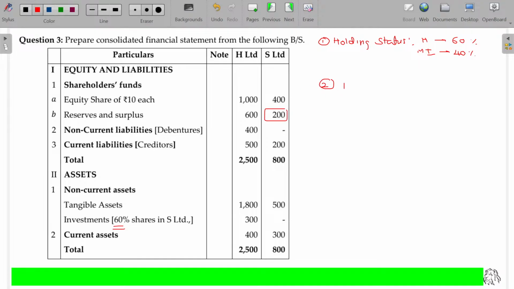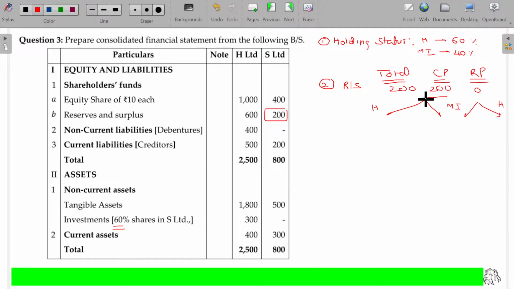200 rupees is there, reserves and surplus. Total reserves and surplus being 200 rupees. Segregate that into capital profit and revenue profit. As nothing is stated with respect to the capital profit segregation, we assume that the entire 200 being capital profit only, revenue profit being 0. After that, capital profit will be shared between holding company and minority interest. Similarly, revenue profit should also be shared between holding company and minority interest.